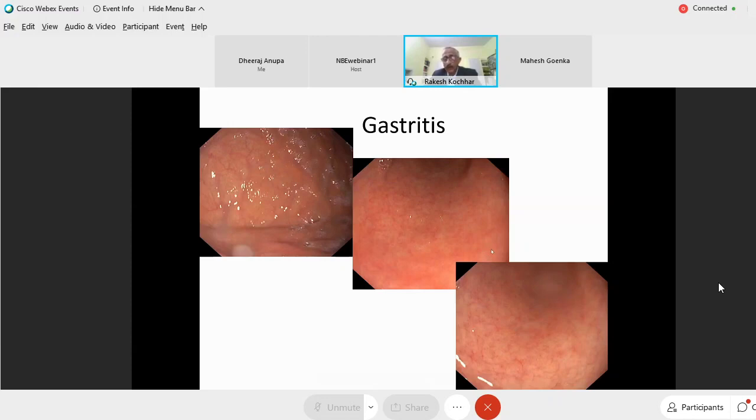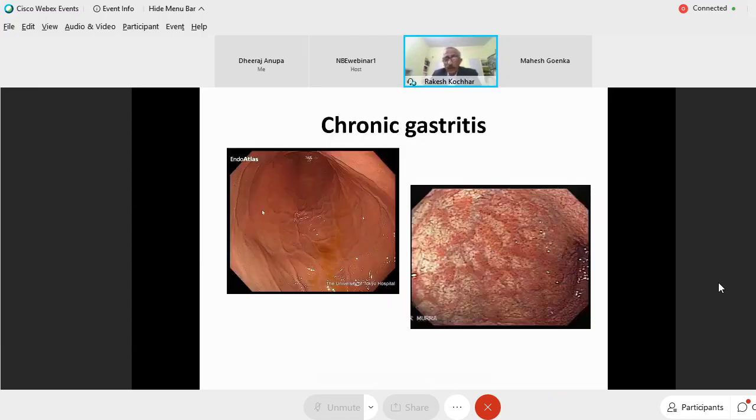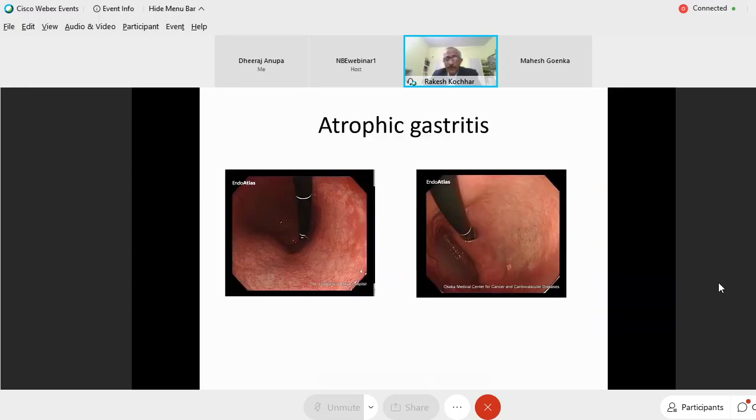pylori positive or not. This is the classical normal folds in the stomach with vascular pattern, and this is what happens in atrophic gastritis, that you see some of the vessels deep below and this atrophic or thinned out mucosa. Very clearly brought out in these two patients. You see this atrophic, flat, whitish mucosa with a vascular pattern which is different from the normal. Now, atrophic gastritis in H. pylori is pangastritis, whereas in autoimmune gastritis it is patchy.